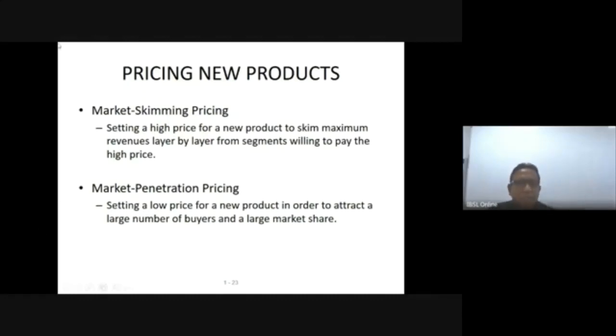their prices are very high. The other method is market penetration pricing, where you set a low price for a new product in order to attract a large number of buyers and large market share. Market penetration is used for low value products like soft drinks or FMCG items, shampoo and soap and things like that. There you look at market share as your main objective. To increase market share, you sell the new product at a low price. That is called market penetration pricing for new products. Market skimming is where you set a high price to recover your R&D cost as early as possible. So, two methods.